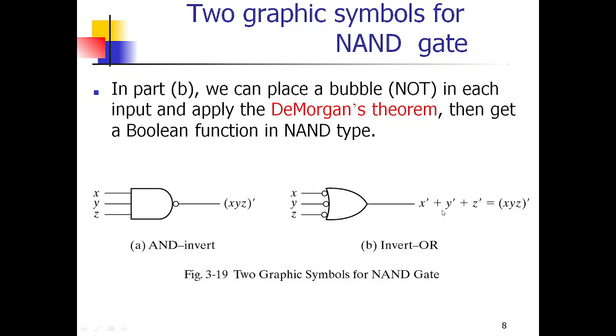So this has to be considered as x' + y' + z'. By applying De Morgan's theorem, this can be written as (xyz)'. So this Boolean function is similar to this one. So this is said to be a NAND gate. This symbol is said to be a NAND gate. So this is implemented with the invert OR symbol. So the normal NAND gate is the AND invert symbol, and it is possible to have the NAND symbol by using this invert OR gate.